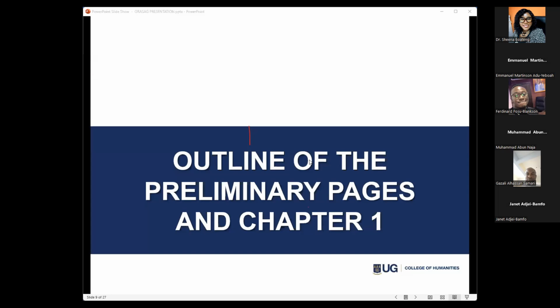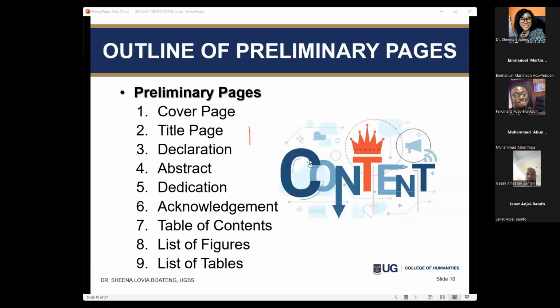Now, in terms of the outline of the preliminary pages and the chapter 1, like I said, there is an order in which the preliminary pages must be presented per graduate school standard. And it begins first with your cover page, where you tell us the name of your department, your topic, your name and index number, the declaration, right, of what your thesis is contributing to in terms of your area of specialization. And then you tell us the month and the year. That's on the cover page. Then you have a title page, right, where it is like a repetition of what is on the cover page, but is being presented again for the purposes of those who want to print their work.